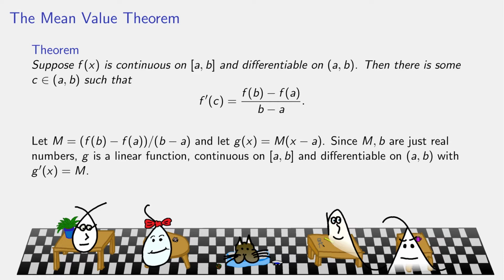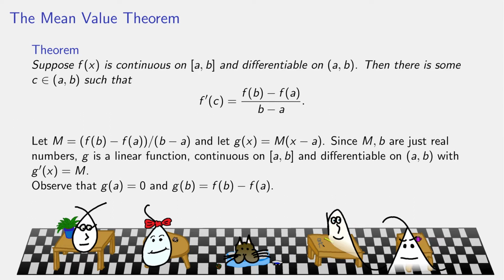a is just a real number, and therefore g is a linear function. It's a linear function, and therefore it's continuous on the interval from a to b and differentiable on the open interval. And notice that its derivative is exactly m everywhere. I made a linear function with slope m.